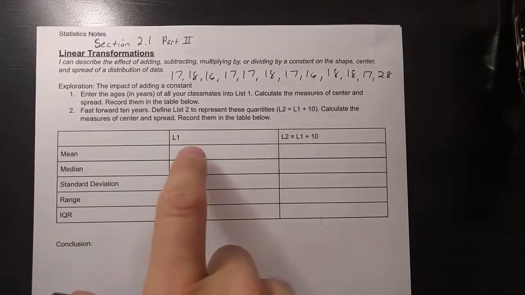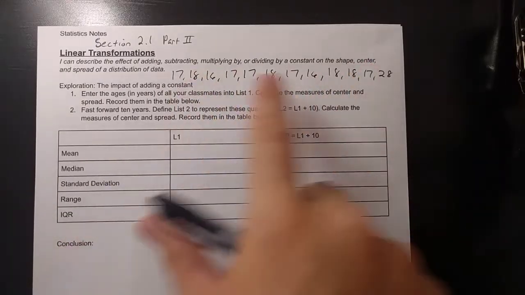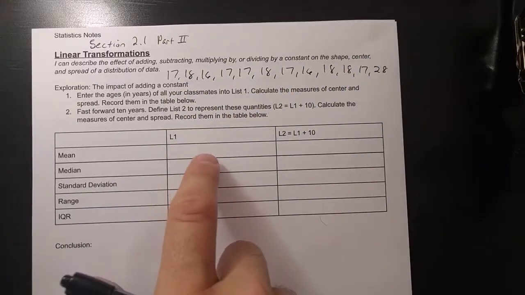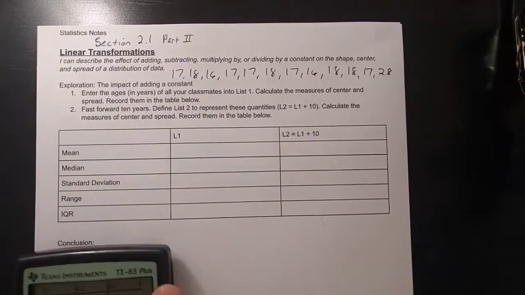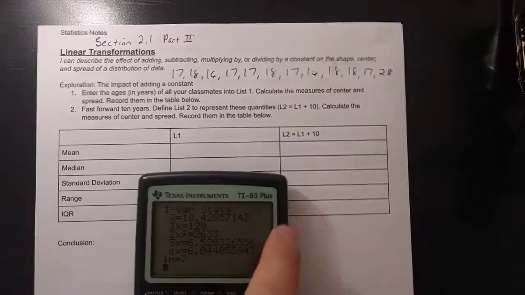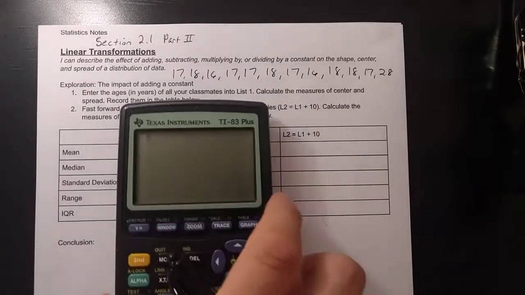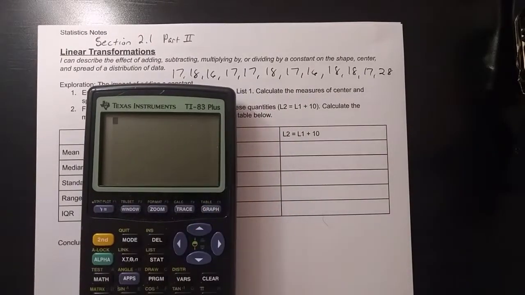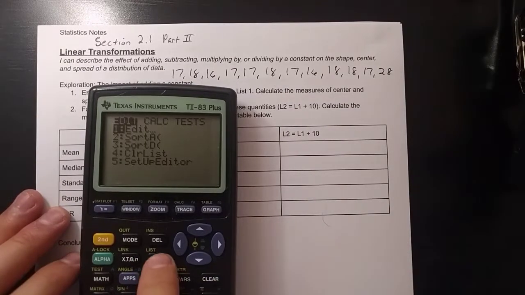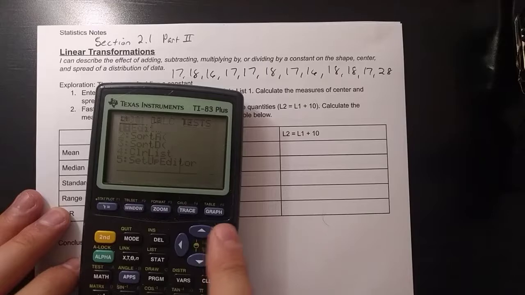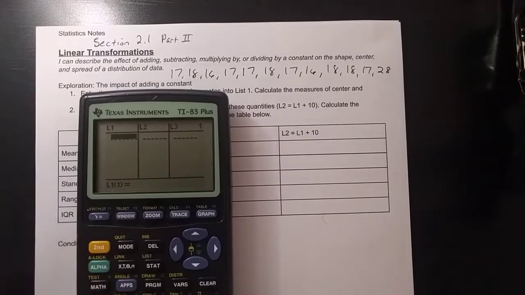So we're going to put the data values here into L1, and we're going to find mean, median, standard deviation, range, IQR, all that good stuff. So you're going to go to your calculator, and just a reminder that my calculator is much older than most, so it might look slightly different compared to the new operating systems. Press Stat right here. You're going to go to Edit to edit your lists. Into L1, we're going to type every number from the data set.